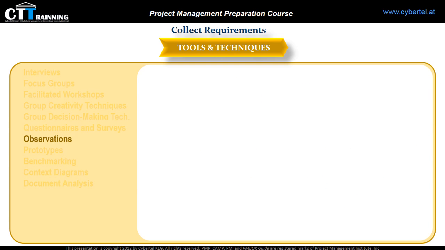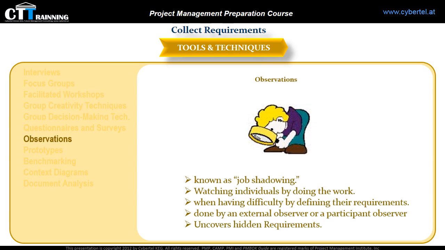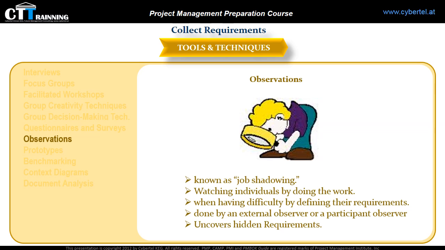Tool number 7 is observations. Observation is also known as job shadowing. It's all about watching or observing individuals doing their work. This is useful when they have difficulty defining their requirements. It is usually done by an external observer or a participant observer who is experienced in the project or the product field to uncover hidden requirements.